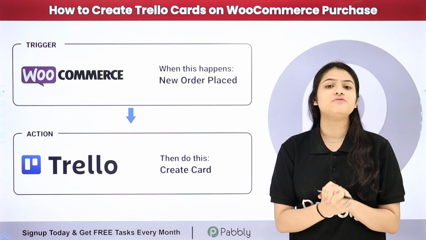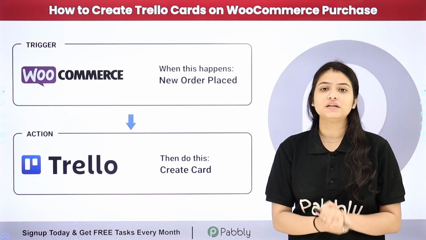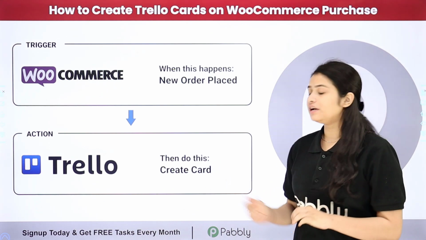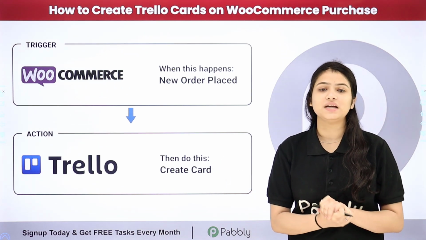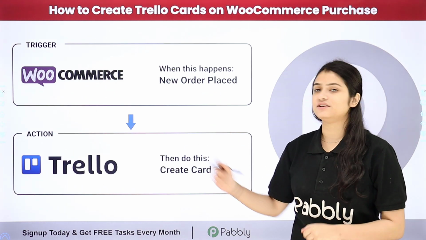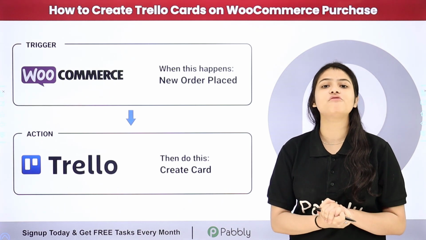So my objective is that whenever a customer is going to place an order on my WooCommerce store, automatically a card should be created with the name of that customer and the order ID in Trello. So how we are going to automate this entire process? For this, we will have to set up the connection between WooCommerce and Trello, and that we are going to do without any coding and programming skills with the help of Pabbly Connect.